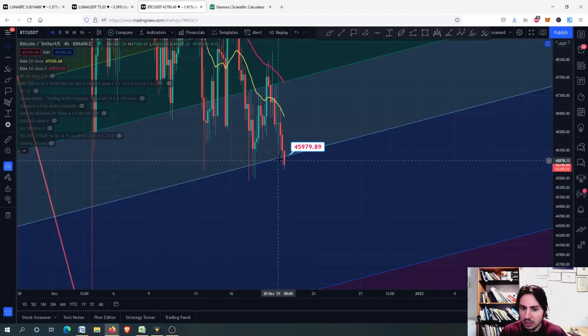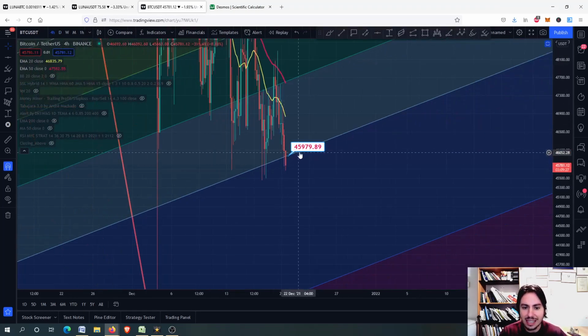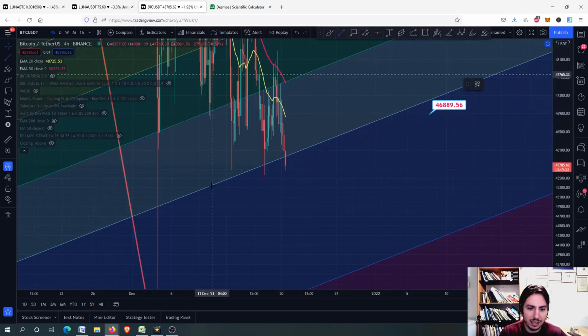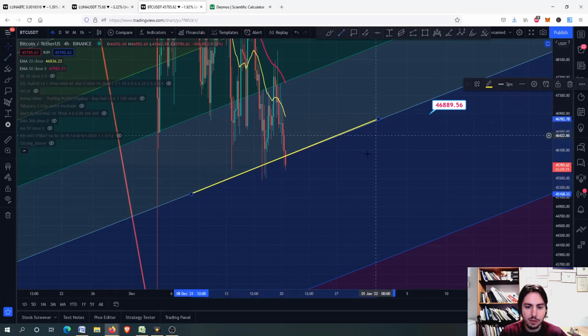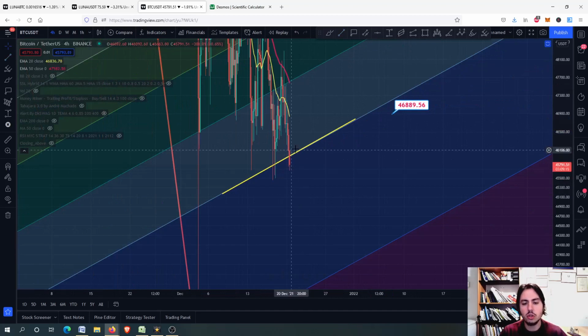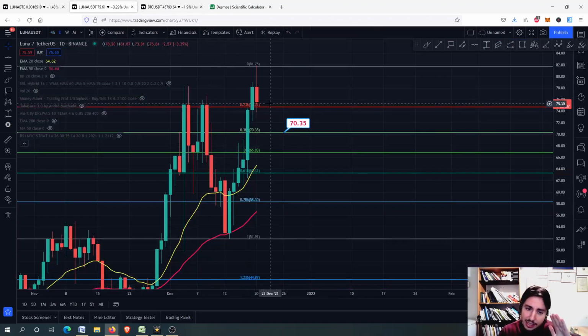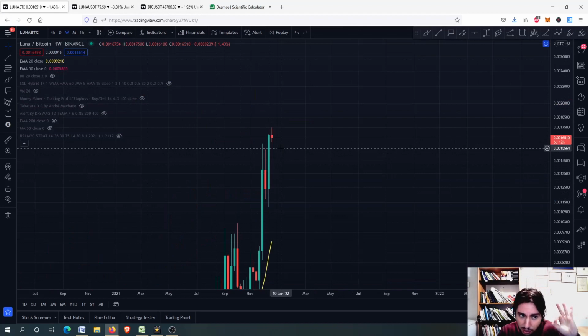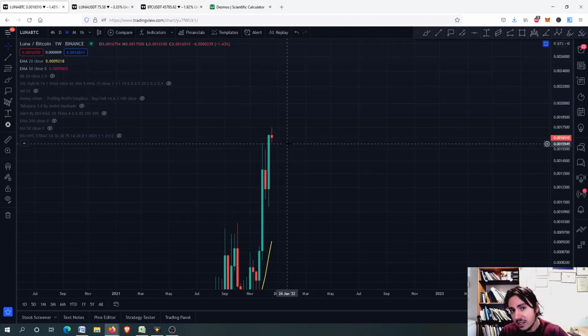But if Bitcoin doesn't get this buying pressure and instead closes below this line right here, let me color it with the yellow one so you can see it more clearly. Here we go. If Bitcoin closes down from this line, then it is very possible to go down to the 44K. And therefore, it will drag down many altcoins, including Luna, which will underperform against Bitcoin pretty soon.